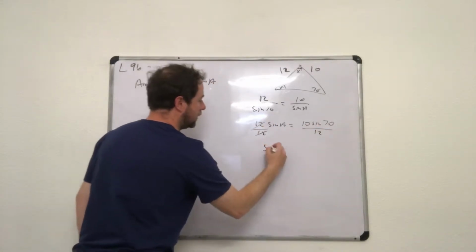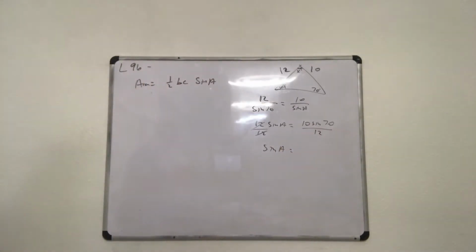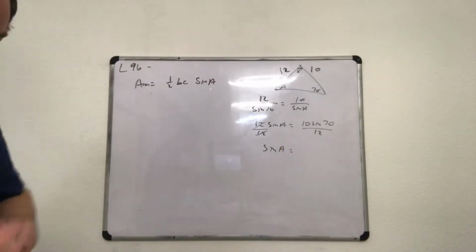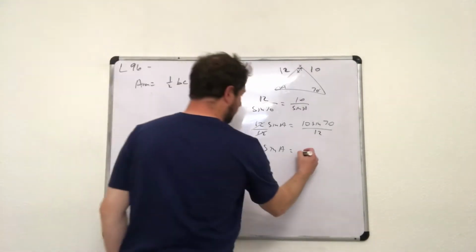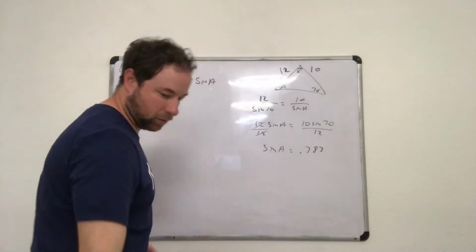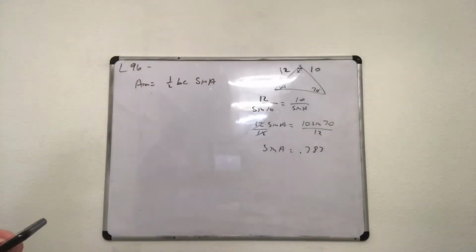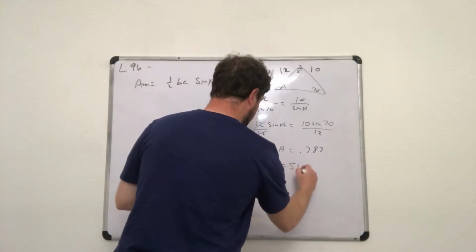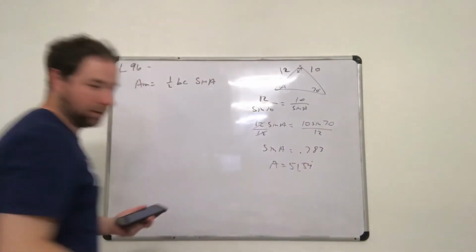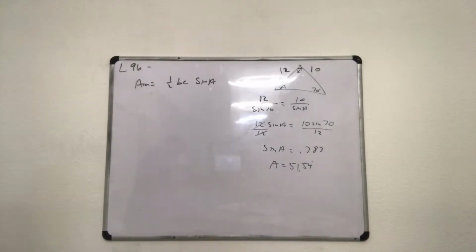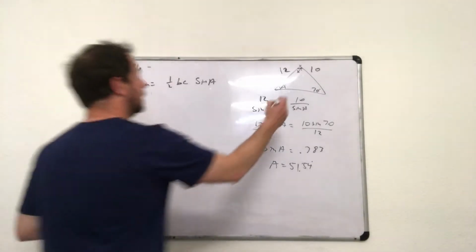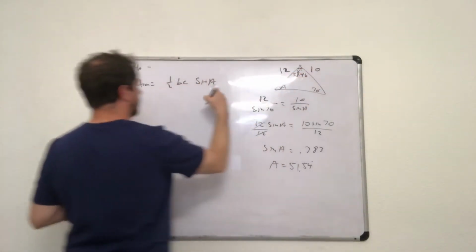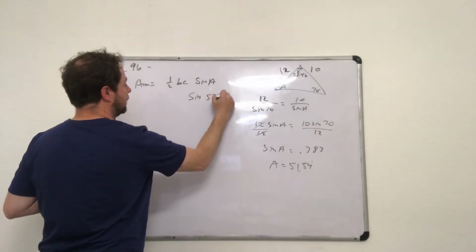So we get 12 sine A equals 10 sine 70. Divide both sides by 12. So we get the sine of A equals 0.783. I'm going to leave that in the calculator window in order to have the most exact. And then we use the second function of sine on that answer. When you do that, I get A is 51.54 degrees. Add that to 70, subtract from 180, you get 58.46. We can put that into our formula.